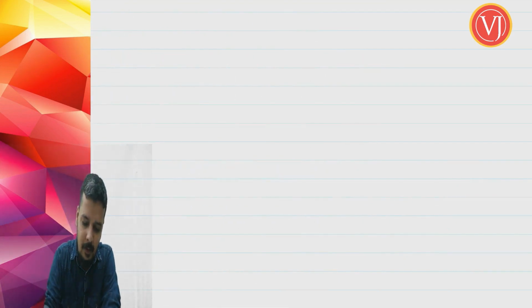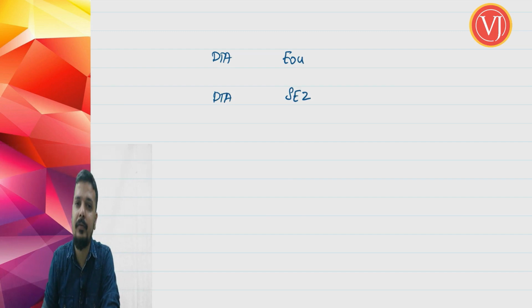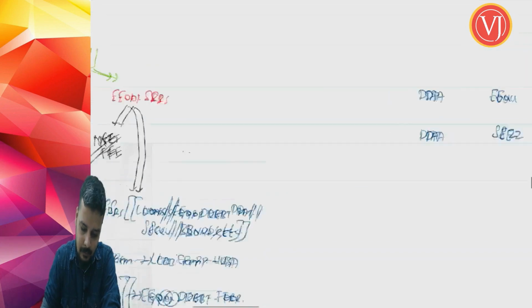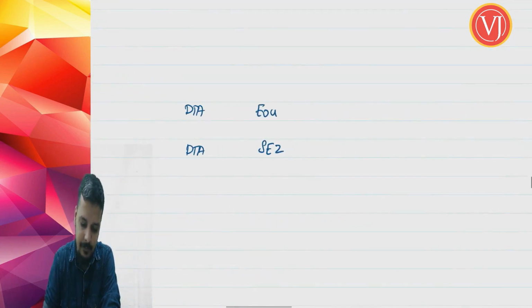Friends, if you are talking about other things, if at all you are talking about DTA giving services to EOU, it will not be counted, or DTA giving services to special economic zone, even that will not be counted. These are the 4 points we have discussed. Fifth point.